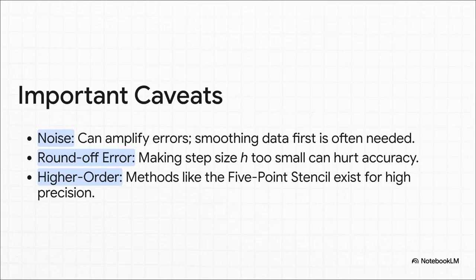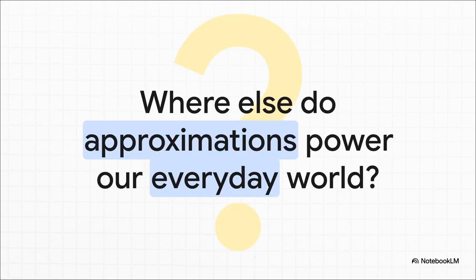And finally, just know that this isn't the end of the road. For fields like aerospace engineering, where you need insane precision, there are even more advanced higher-order methods that use 5 or even 7 points to get an even better estimate. So we're left with this really cool thought. The elegant, perfect world of textbook calculus needs these clever, practical workarounds to even function in our messy, data point reality. And it makes you wonder, where else are these hidden approximations at work?